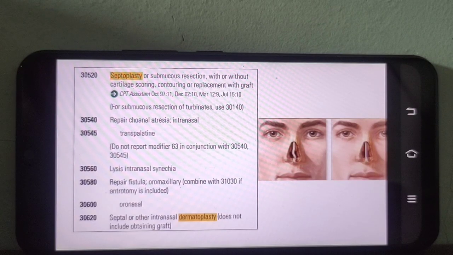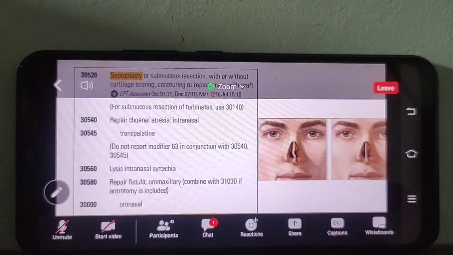Then synechia. Lysis means destruction, destroy. So destroy the synechia. It's a blockage. So for destruction of a blockage in the intranasal area, 30560.